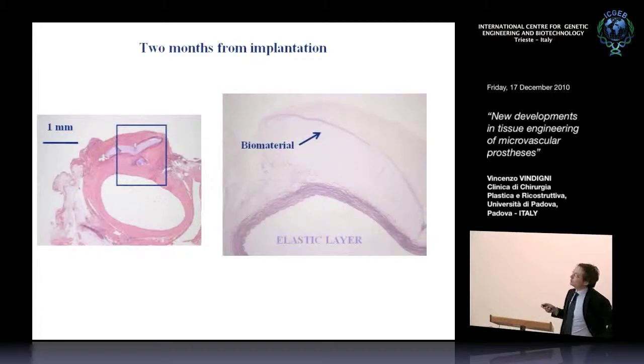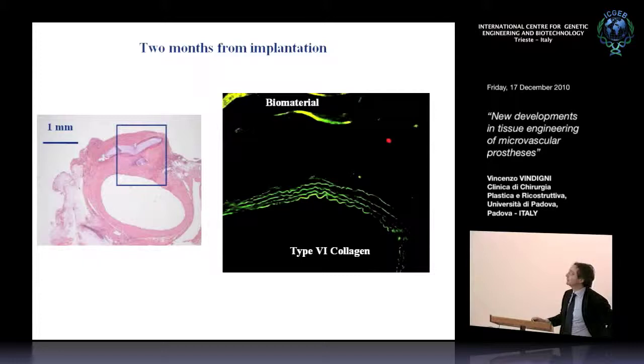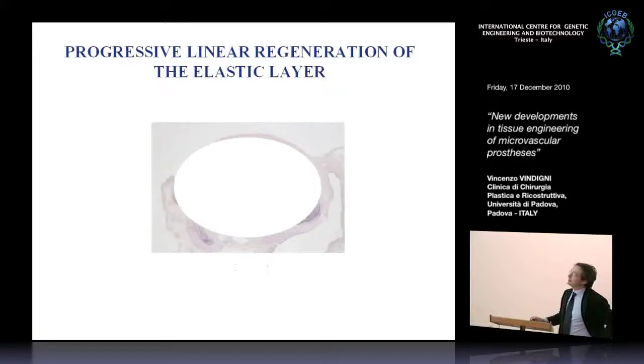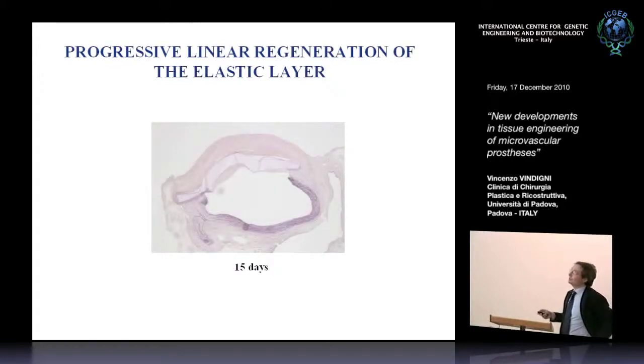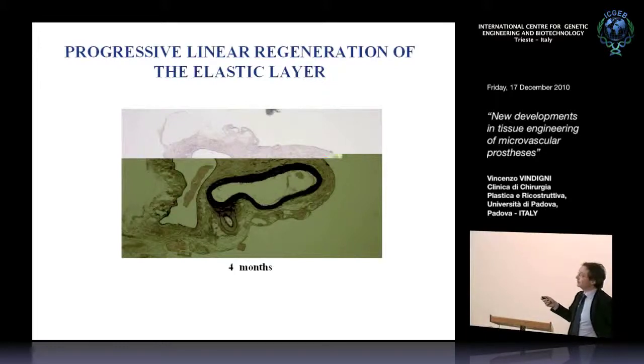And you can observe also the presence of the elastic layer. This is a Weigert solution that allows to see the elastic layer and the biomaterial. Components of the extracellular matrix, type 6 collagen. Then the most important novel finding is that we observe a progressive linear regeneration of the elastic layer that allows, 4 months after implantation, the complete reconstruction of the artery wall, and the biomaterial is completely reabsorbed.